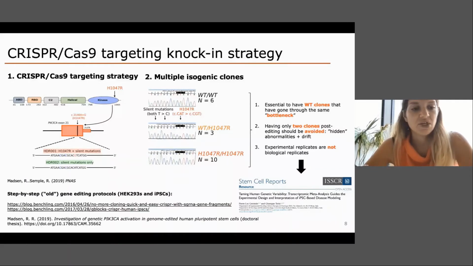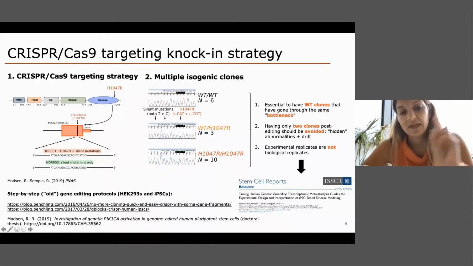For the gene editing protocol, I've provided a step-by-step approach in previous blog series for Benchling, but actually most of the things that I'm going to cover in the next slides are outlined in much more detail in my PhD thesis, which is free to download and look at. So I would probably go to that if I have further questions after these slides.